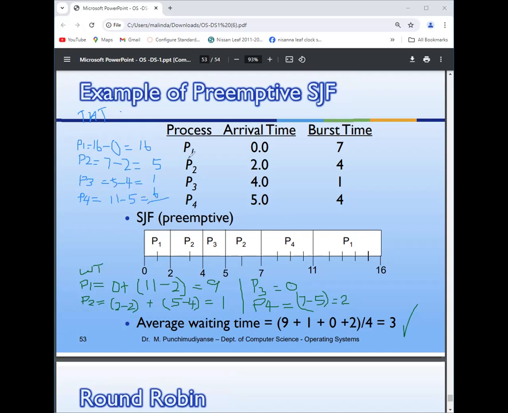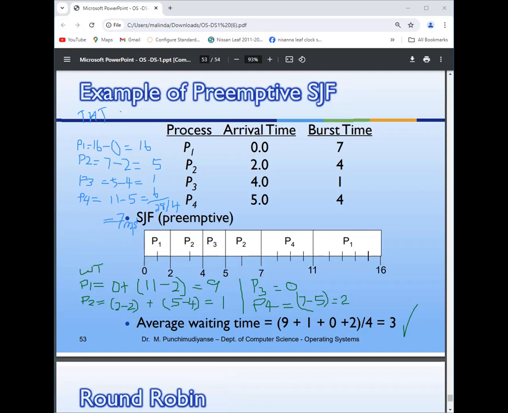So average turnaround time is, we add together and divide by 4. So if you add together 12 plus 16, 28 divided by 4 is 7. So 7 milliseconds is the average turnaround time for the preemptive SJF algorithm, in this example.